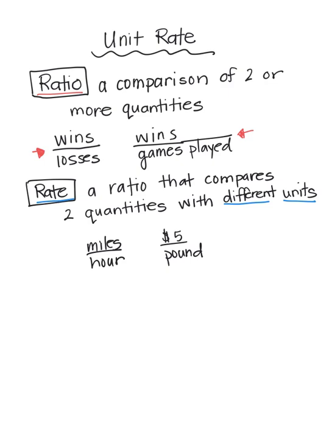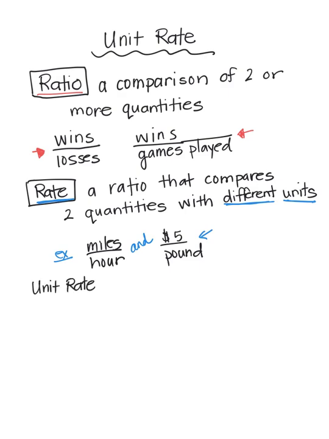We talked a little bit about what a rate was. It's a ratio that compares two quantities with different units. Here is the key, is that the units are different. So here is an example, miles per hour, and also $5 per pound. The reason why this is a rate is because the units are different. You're comparing miles and hours. Those are not the same units. And on this one here, you're comparing dollars to pounds. So that's different. The type of ratio that we're going to talk about today is a unit rate.